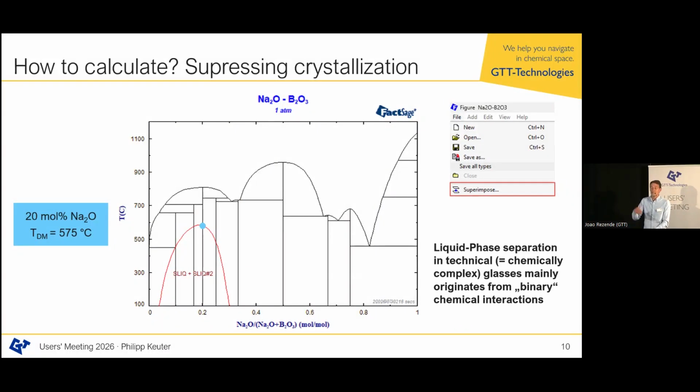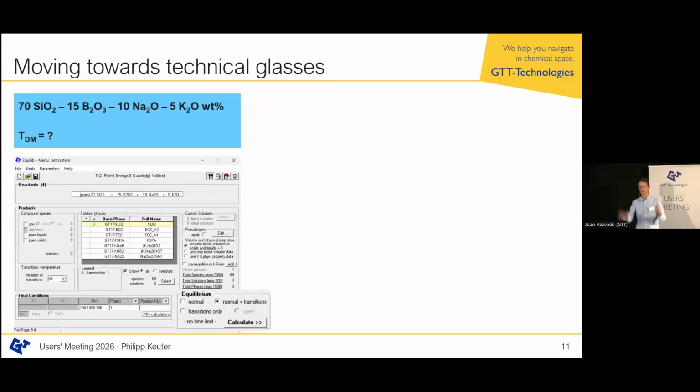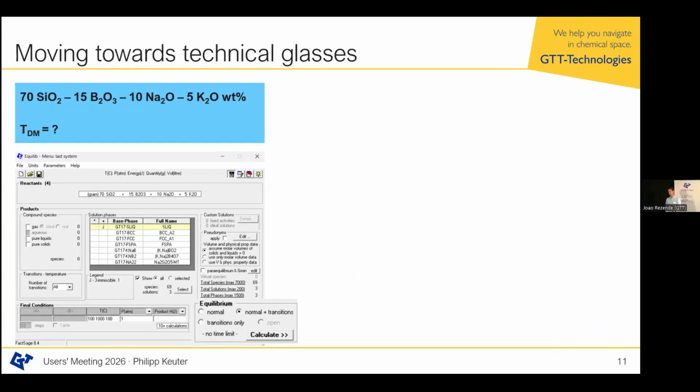Now, technical glasses are often more complex chemically, but the demixing tendency very often originates from the binary underlying systems. So we can now maybe increase chemical complexity a bit, and we go for an arbitrarily chosen composition with some silicon dioxide based, boron oxide, sodium oxide, potassium oxide, and we can still ask the same question. What would be the demixing temperature?